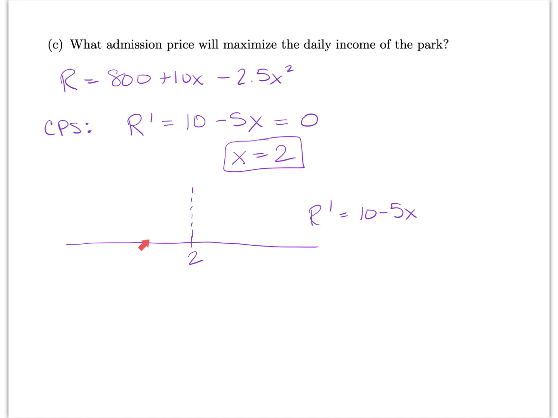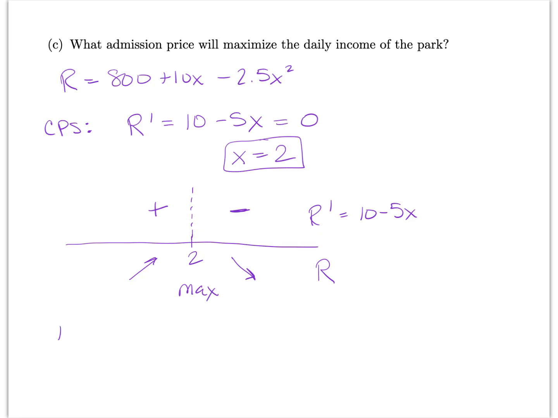Okay, if I plug in a value smaller than 2 into r prime, like 1, I have 10 minus 5 times 1, which is 5, a positive number. And if I plug something bigger than 2 into r prime, like 5 or 10 or 100, I'm going to get a negative number. So put a negative there. That tells me that r goes from increasing to decreasing. So we have a maximum, right? X equals 2 is the location of a maximum.